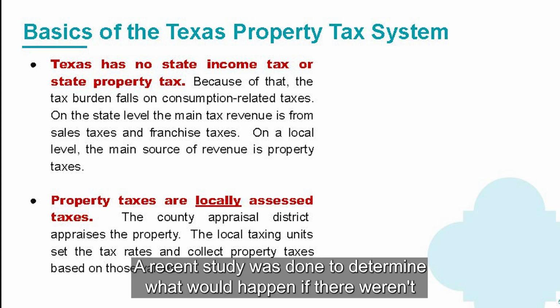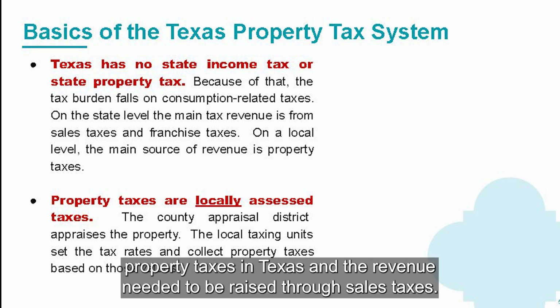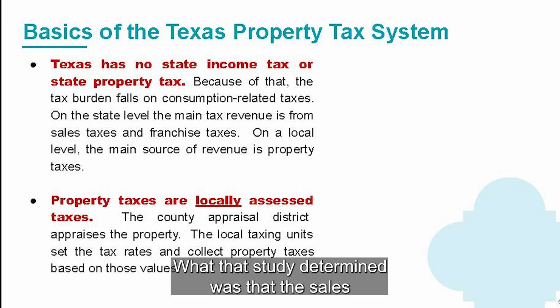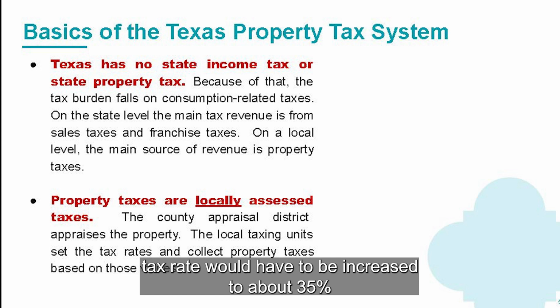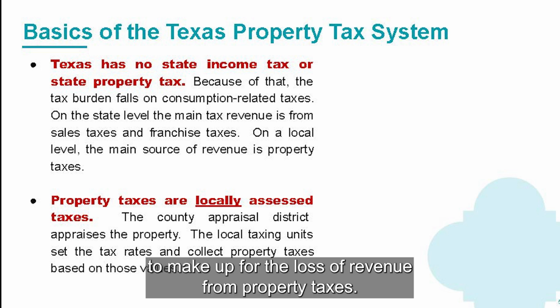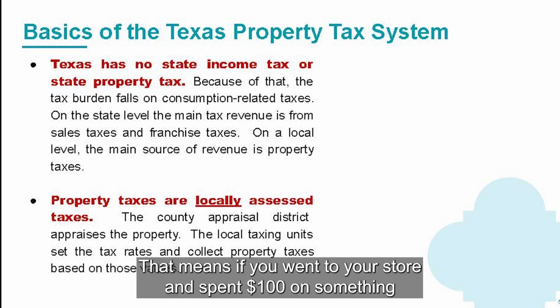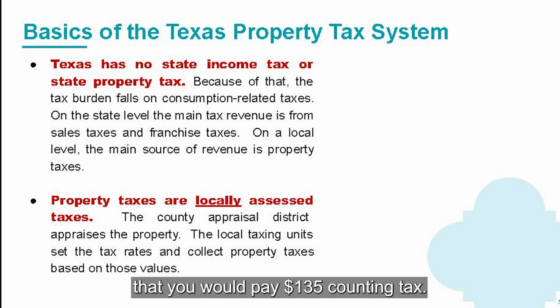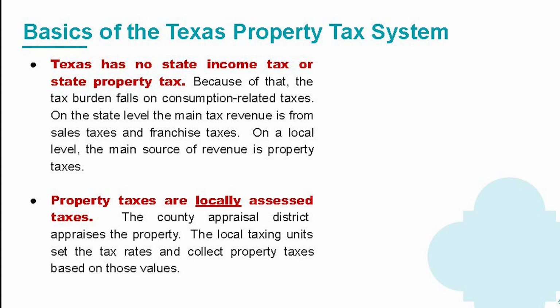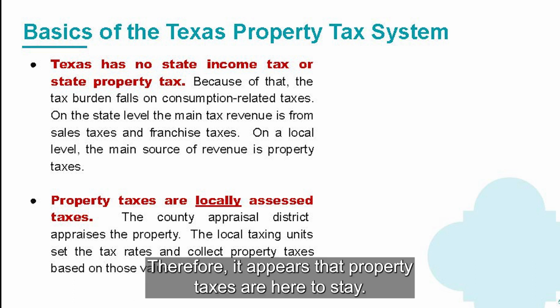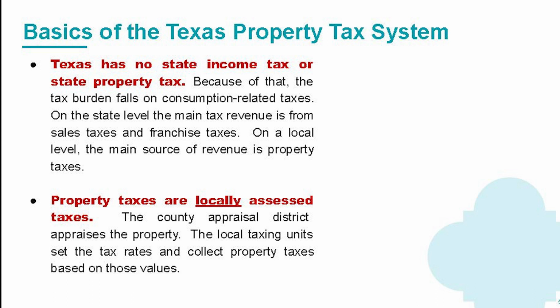A recent study was done to determine what would happen if there weren't property taxes in Texas and the revenue needed to be raised through sales taxes. What that study determined was that the sales tax rate would have to be increased to about 35% to make up for the loss of revenue from property taxes. That means if you went to your store and spent $100 on something, you would pay $135 counting tax. Therefore, it appears that property taxes are here to stay.